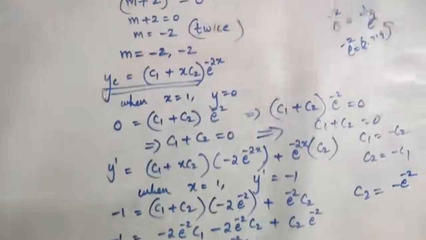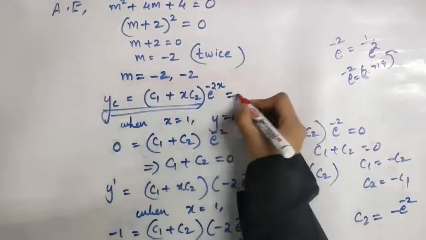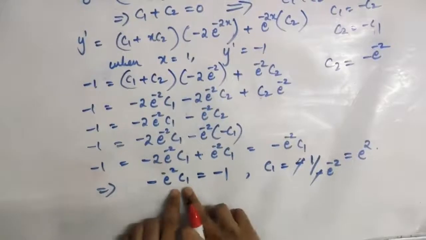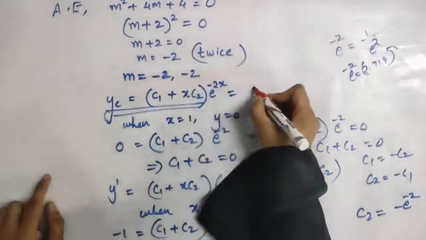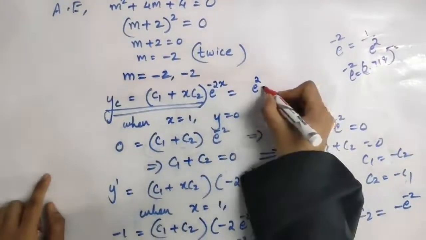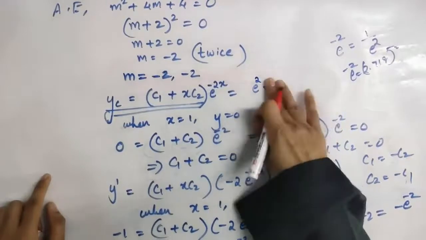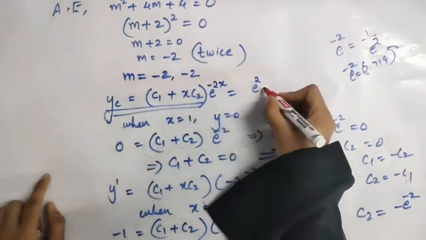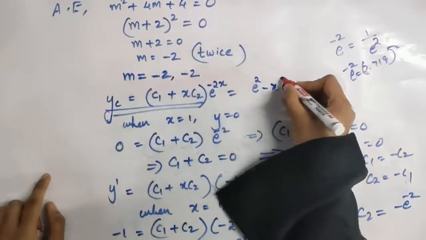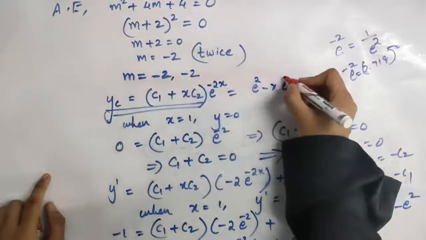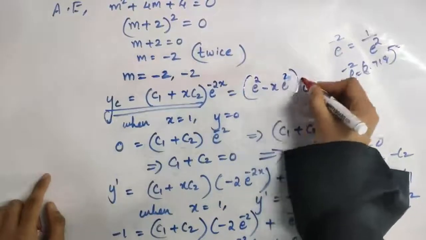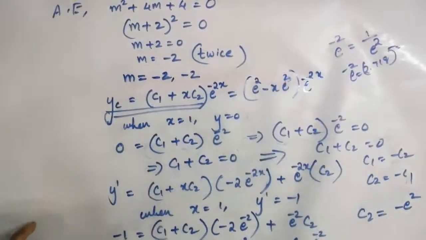So let us substitute the values of c1 and c2 in this solution. So c1 you have got, yes, this way. Substitute it here. So it is e to the power 2 plus, but c2 is negative, right? Negative times e to the power 2, so it is minus x into e to the power 2, into e to the power minus 2x. You can further simplify it as you want.